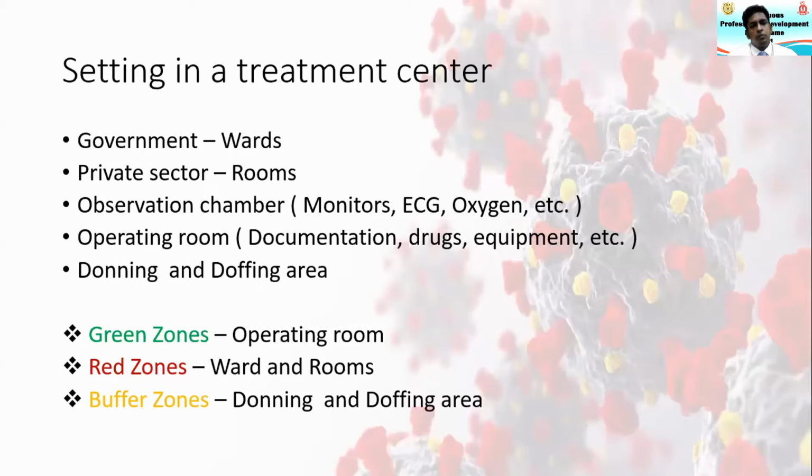In government, we have wards. In the private sector, we have rooms. One of the important places in the treatment center is the observation chamber, where we keep the monitors and ECGs where the patient comes. Initially, we observe the patient from the observation chamber. Then the operating room, where we keep all the records, drugs, and donning and doffing area. All the areas of the treatment center are divided into three zones: green, red, and buffer zones. The green zone is the operating room area, the red zones are the wards and rooms, and the buffer zones are the donning and doffing areas.